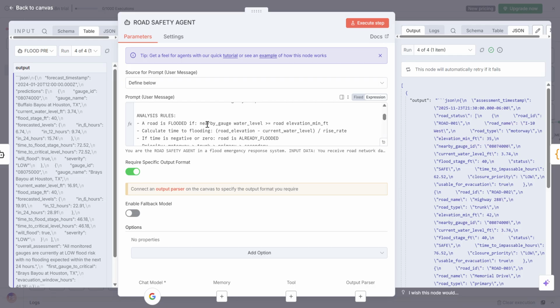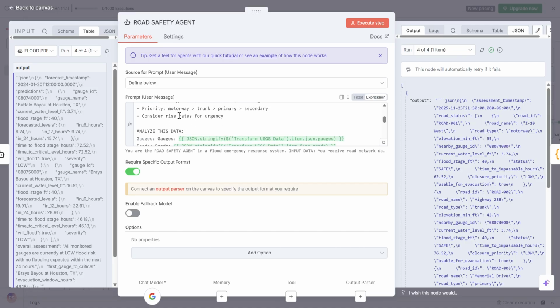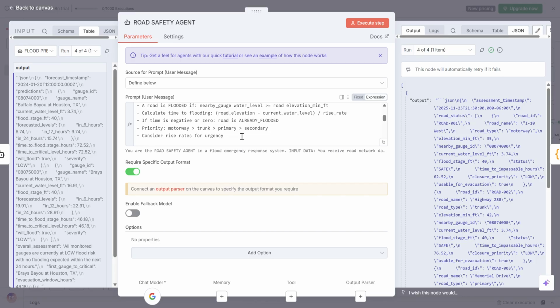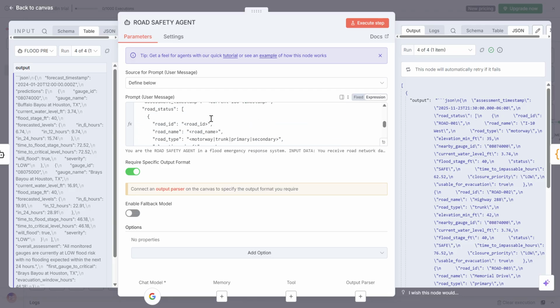A road is flooded if the nearby gauge level is greater than the road elevation minimum feet. Then we are also going to calculate time to the flooding, and if time is negative or 0, that means the road is already flooded. Then we are analyzing the data and the output, how we want the output, that is provided.